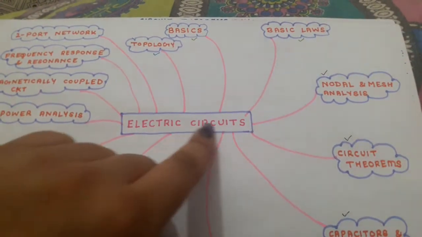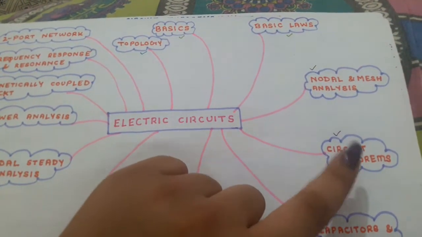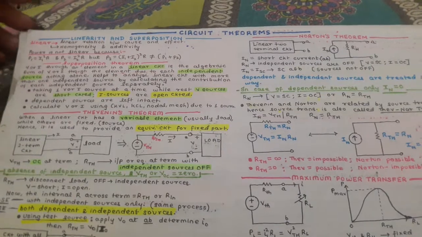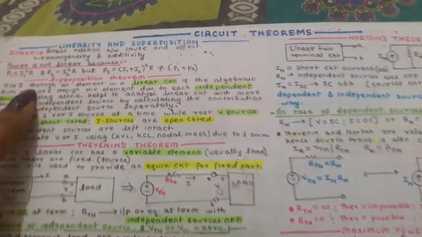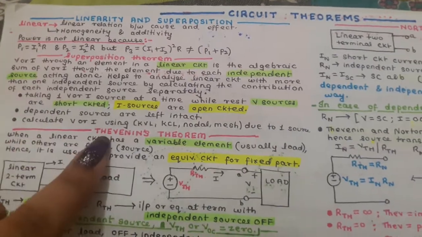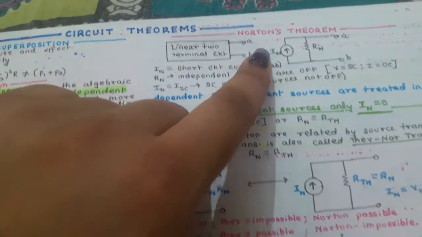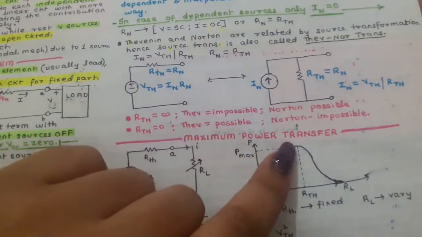So today we are going to discuss circuit theorems. In circuit theorems we have four things to keep in mind. The first is the superposition theorem, followed by Thevenin's theorem. Then we have Norton's theorem. Finally we have maximum power transfer.